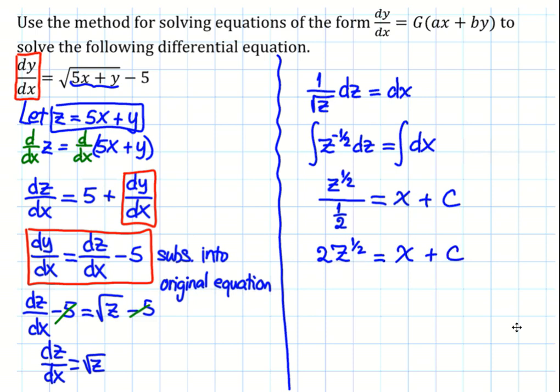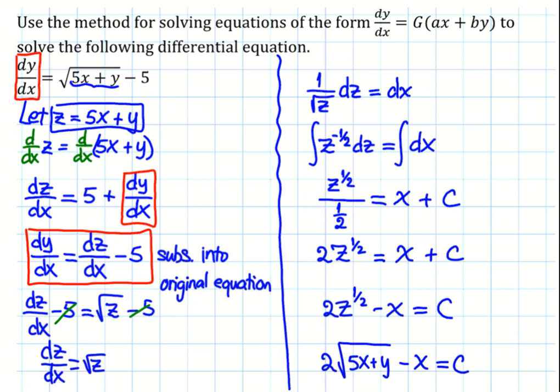And subtract x on the left hand side, we will have 2z to the 1/2 minus x equal to c. And finally, z is 5x plus y. We substitute back in and we have 2 square root of 5x plus y minus x equal to c. And that's what we have for this equation.